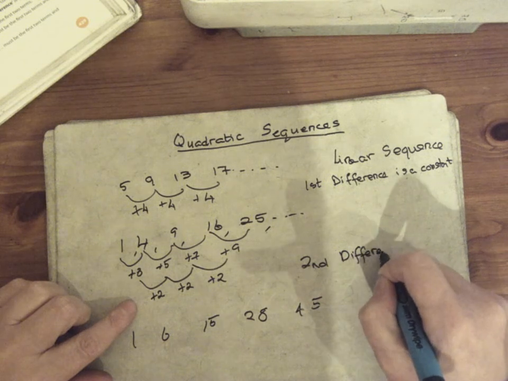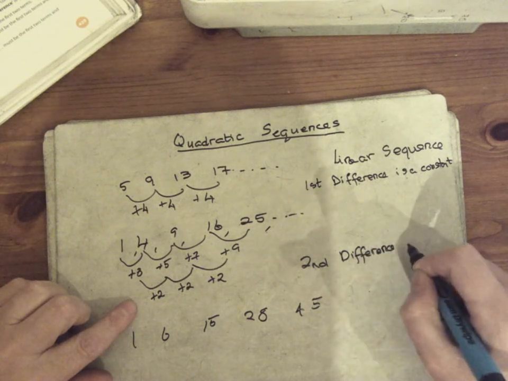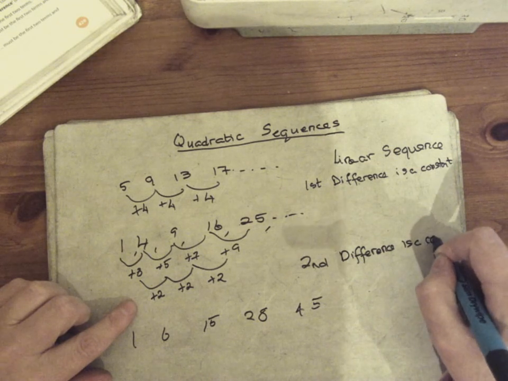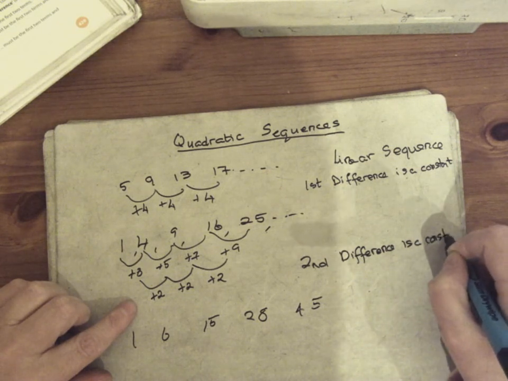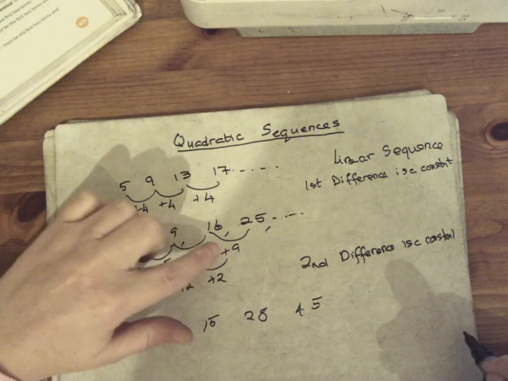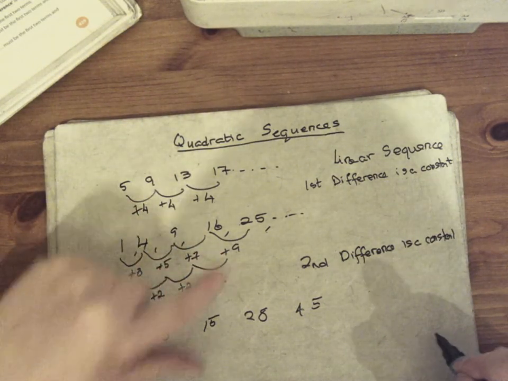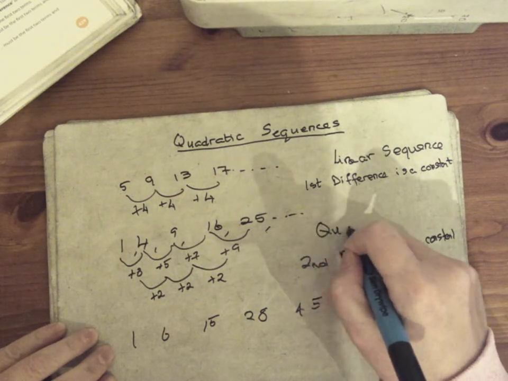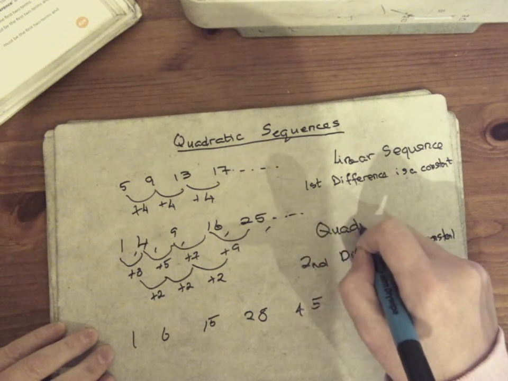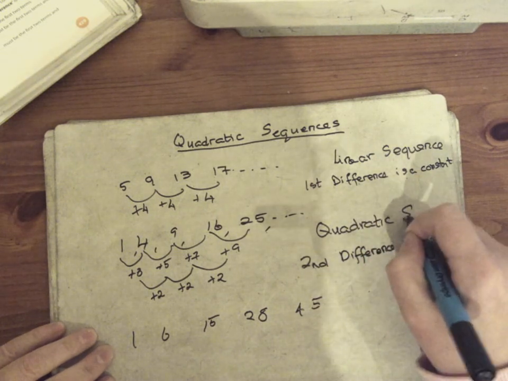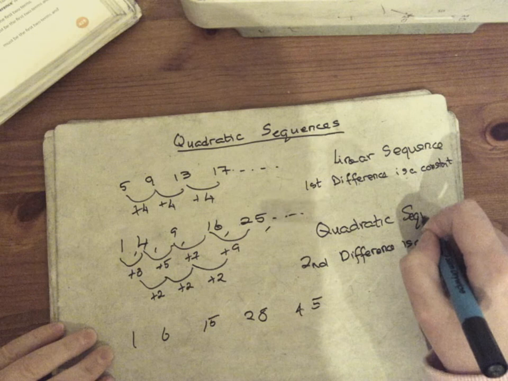So if the first difference is a constant, it's a linear sequence, which is what we've been dealing with up to now. But now we're introducing quadratic sequences. When you look at the first difference, they're going to be different, but when you get the difference between the differences, the second difference will be the same, it'll be a constant, so therefore this is a quadratic sequence.